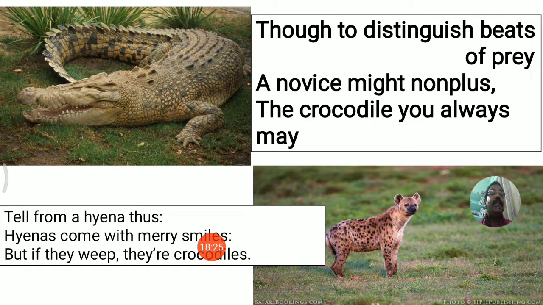So always we speak about crocodile tears. This is a saying: crocodile tears. It is said that a crocodile sheds tears while it is swallowing its prey. So crocodile tears, false tears. So if the animal is shedding tears, the novice can identify it to be the crocodile. So that is how you can distinguish a crocodile from a hyena, as suggested by the poetess.